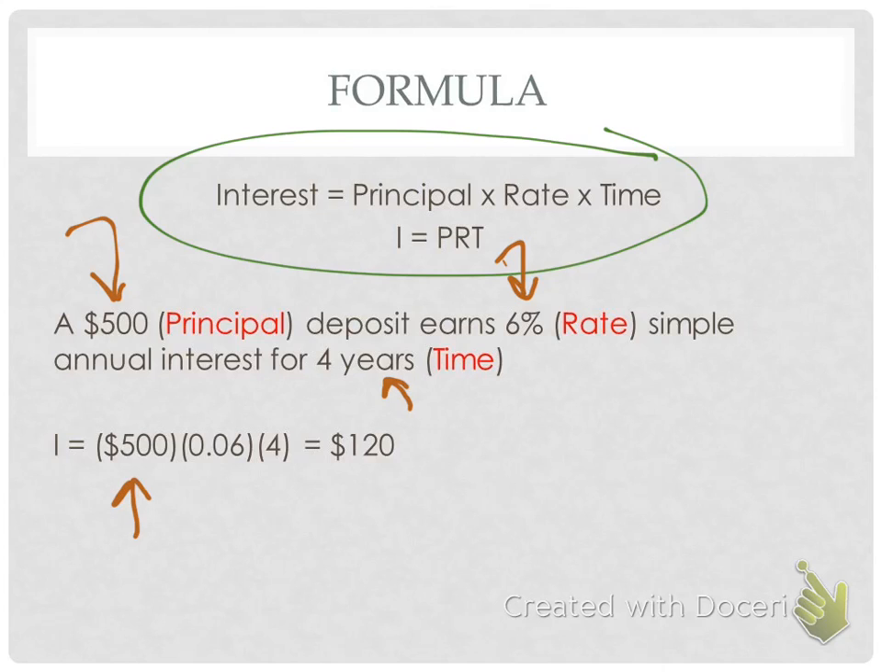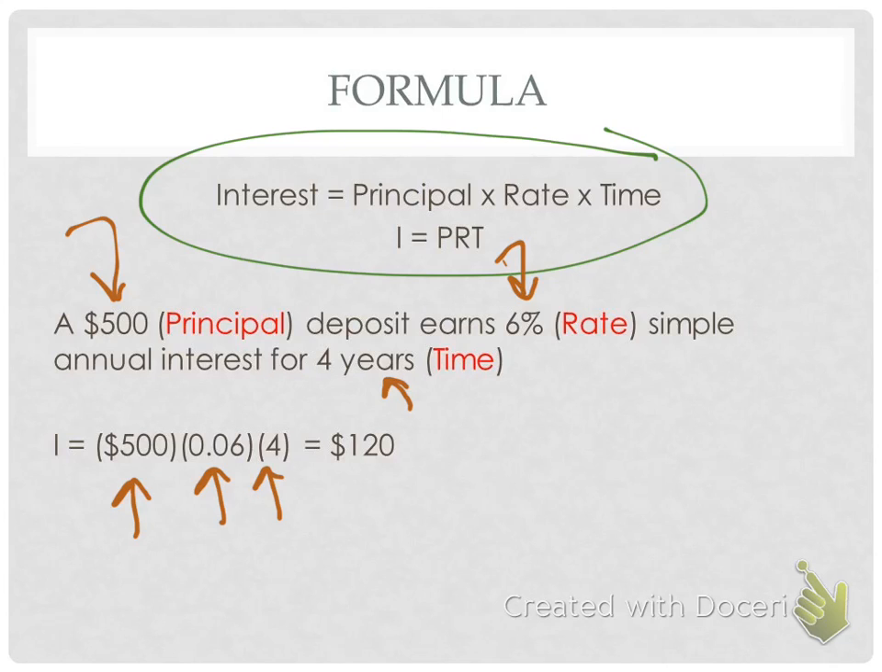500 plugs in for the principal. And then why did I change it to 0.06? I thought it was 6%. Why did I change it to a decimal? Justin? So you can multiply. So I can multiply. Anytime I multiply a percent times a number, I have to change it to a decimal. So go ahead and just automatically do that. You don't have to put the actual percentage into the equation. Just automatically change it to a decimal. And then you multiply it by your years.